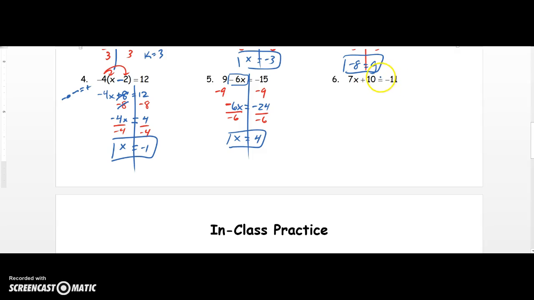Number 6, do we have to distribute? Nope. Let's go ahead and start solving. 7x plus 10. Let's get all the numbers away from x. So plus 10, we have to subtract 10 on both sides. We're left with 7x. Plus 10 minus 10 cancel out, equals negative 21. 7 times x, we have to divide now. So you're left with x equals negative 21 divided by 7, which is negative 3.